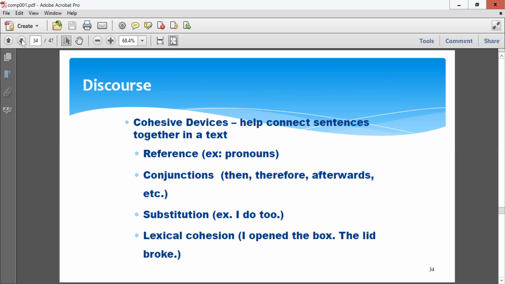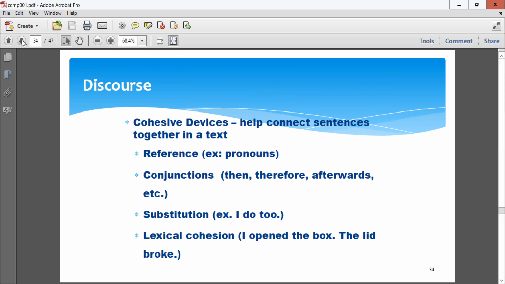For example, pronouns, conjunctions, substitutions, and lexical cohesion. So, for example, pronouns are important because that's very confusing sometimes for people in languages. To misuse the pronoun, or let's say to not have the pronoun close to what we call the antecedent. So if I'm making a statement and I don't have the he or she or this or that near the actual object I'm referring to, then those sentences can be confusing.